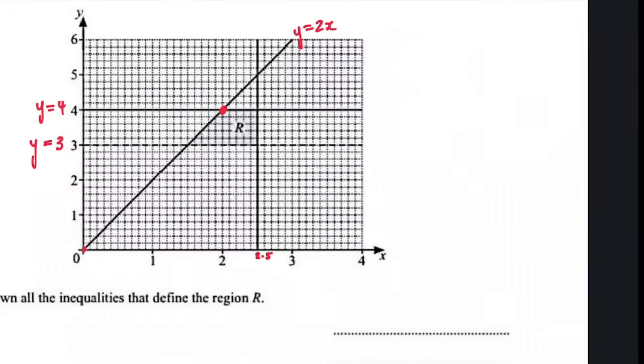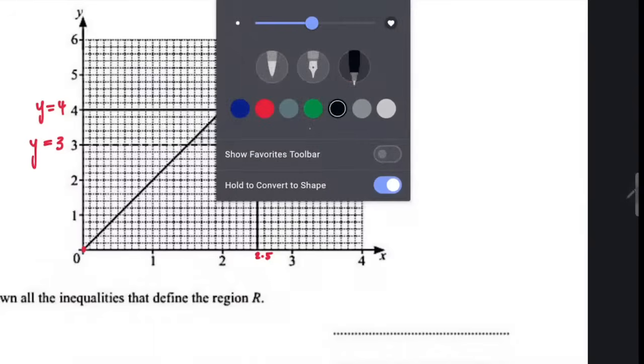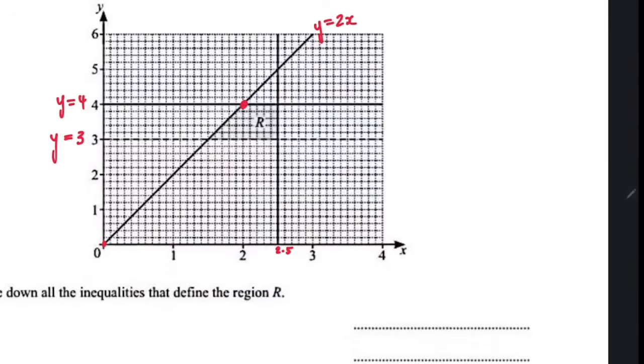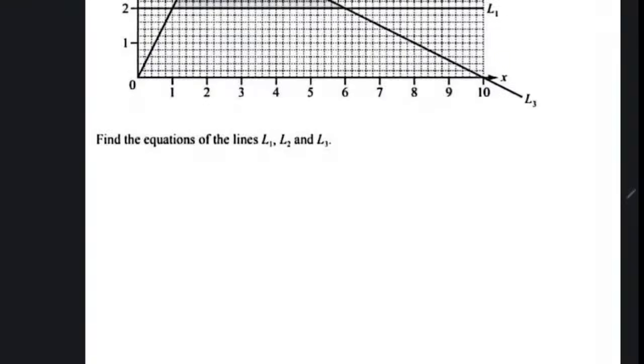Are we together? So we have x equal to 2.5, y equal to 3, y equal to 4. Let's go to another one.